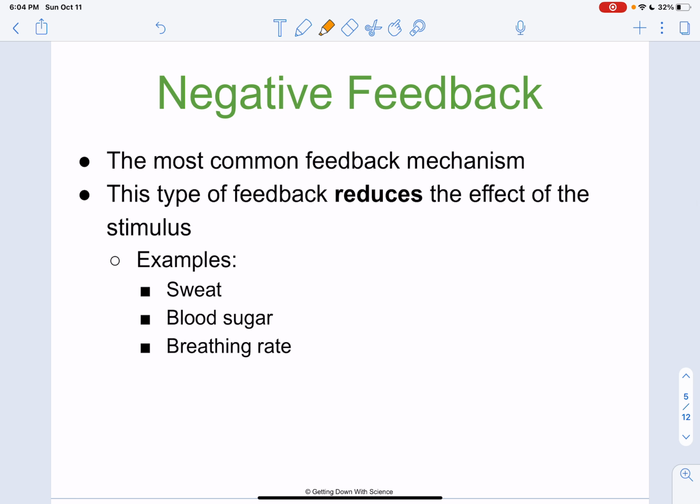So we're going to talk about our first feedback loop, which will be negative feedback loops. Negative feedback loop. This is the most common feedback mechanism. This type of feedback is going to reduce the effect of a stimulus. So if you're hot, it's going to make you feel cold. If you're cold, it's going to make you feel hot. It's reducing the effect of the stimulus. And so some examples will include sweat when it's hot, blood sugar rising or lowering, or your breathing rate if you go on a run.